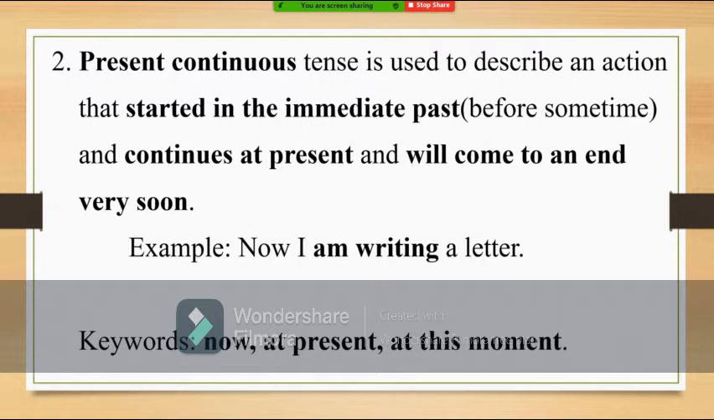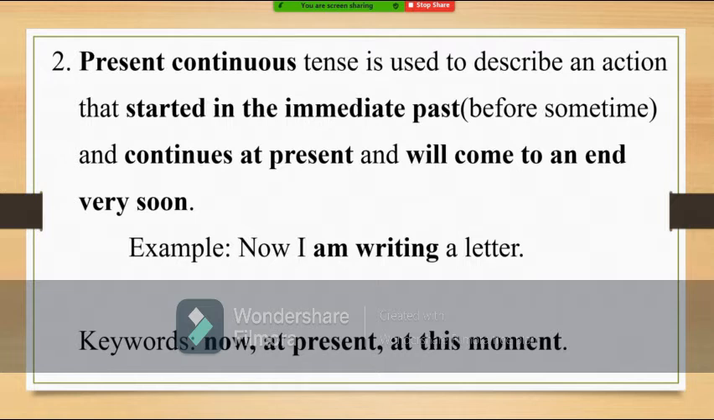That means for an action that started a few minutes or a few hours ago, and that is also going on now, and that action will come to an end very soon, for such actions, for such situations, we have to use present continuous tense. There are three keywords for present continuous tense: now, at present, at this moment. If you have any one of these keywords, you can certainly say within that sentence only present continuous can come. That is the point. The keyword ascertains the tense.